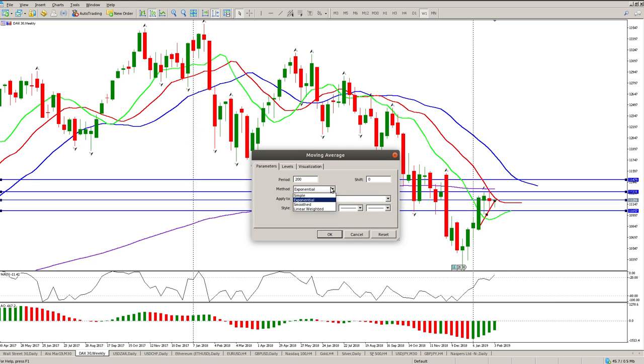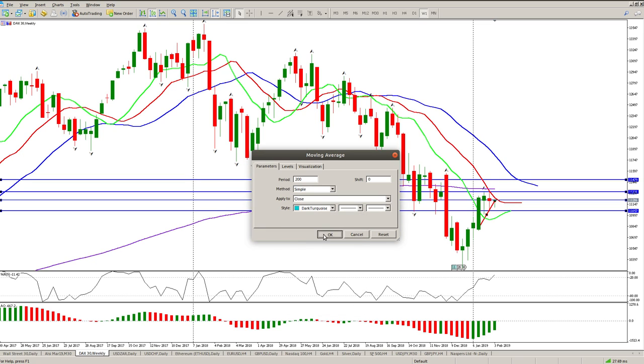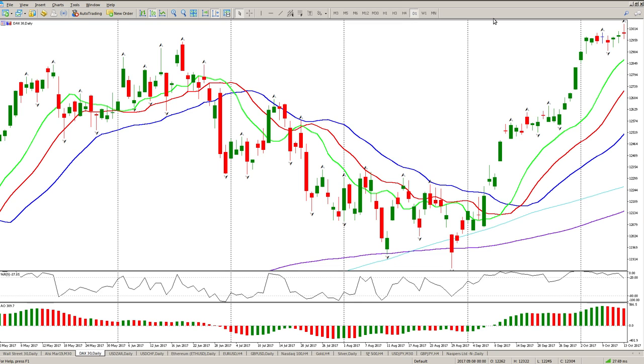So I just want to do a 200 simple moving average, and I'll change that color to a teal. Okay, so that's quite far up. That's pretty much up here at this next level at the top here, and it's the weekly 200. Let's just have a look at the daily.